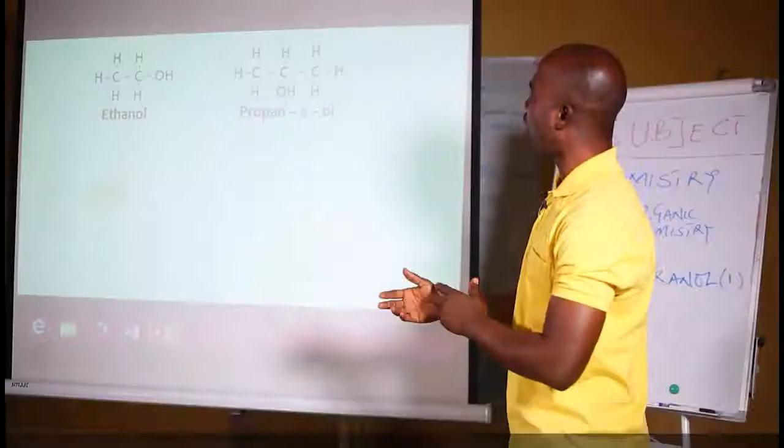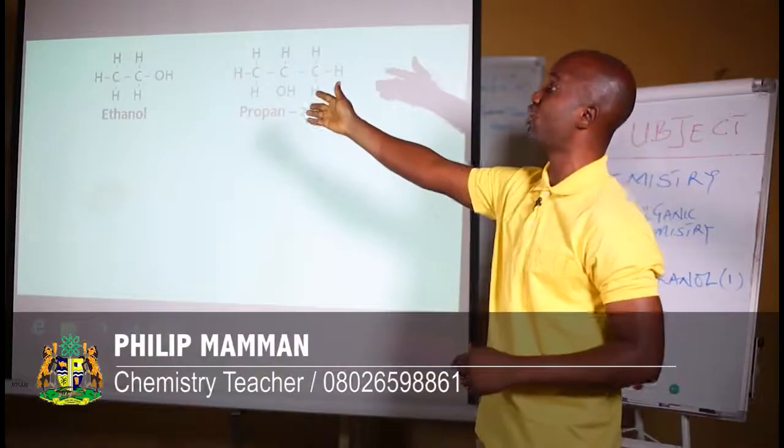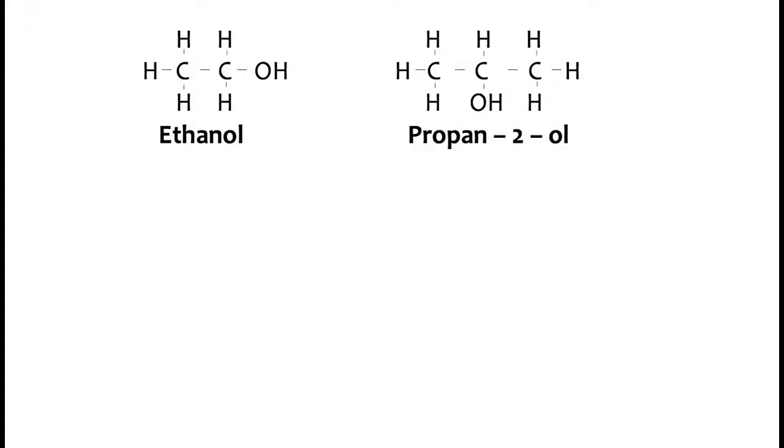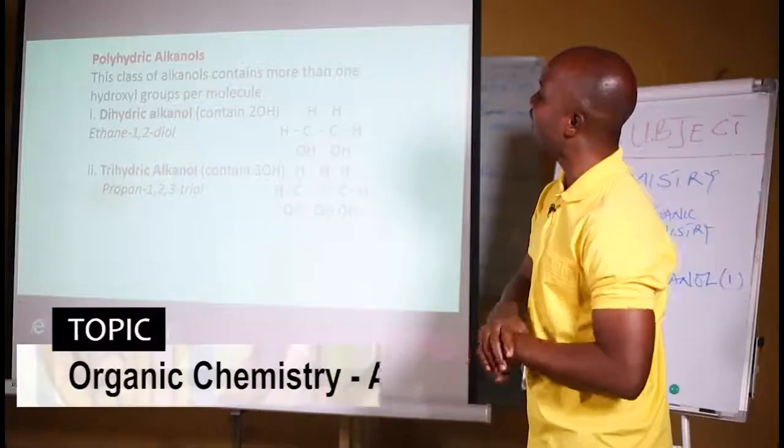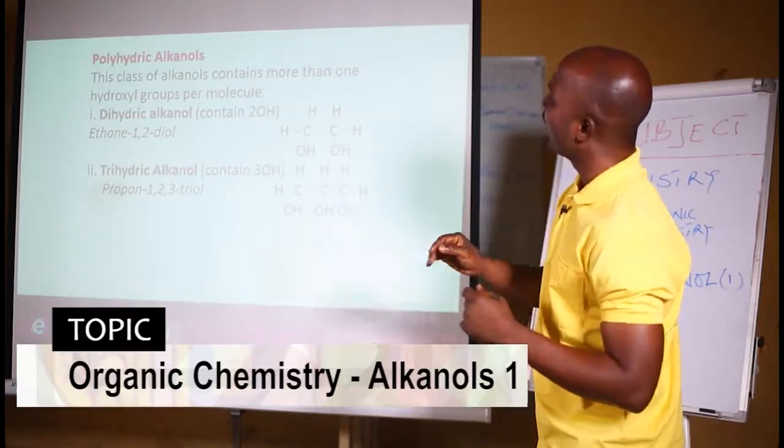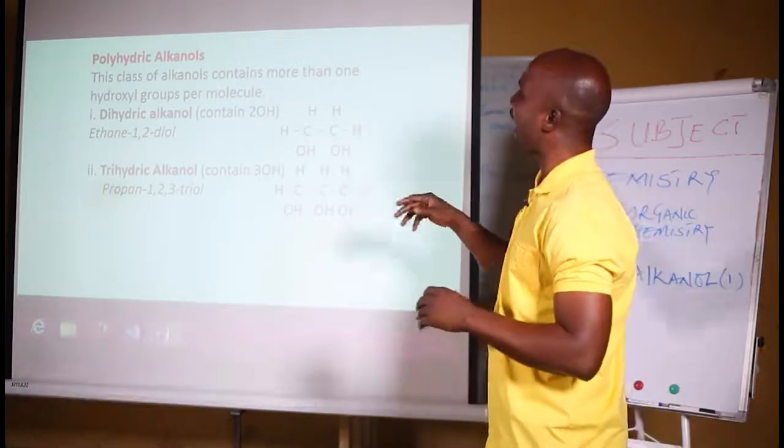Another example is the structure of ethanol: 2 carbon atoms bonded, and each of them is bonded with 3 hydrogens and an OH group. Then what about propan-2-ol? You can see that the OH is on carbon number 2 out of the 3 carbons. So that is why it is called propan-2-ol.